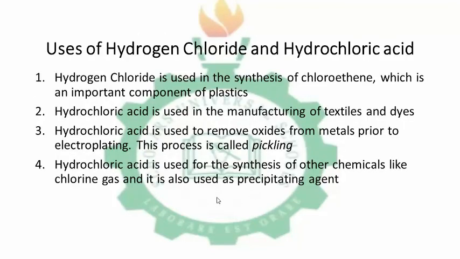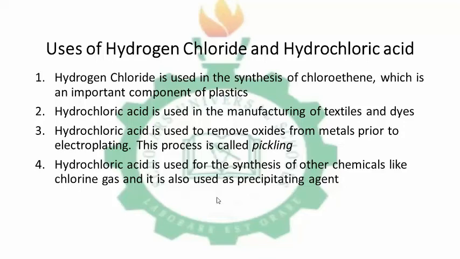Now to the uses of hydrogen chloride and hydrochloric acid. Hydrogen chloride is used in the synthesis of chloroethene, which is an important component of plastic. Now, chloroethene is polymerized to form polychloroethene. That's the important component of plastic.